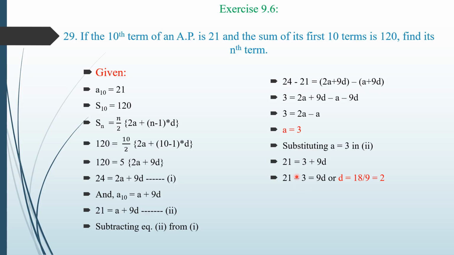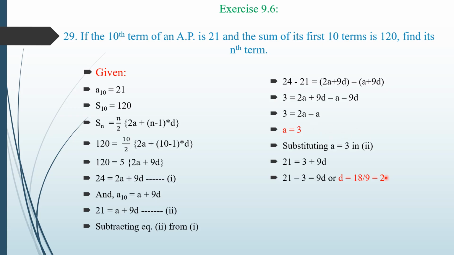When I solve this, taking 3 on the left hand side, it will be 21 minus 3 is equal to 9d, or d is equal to 21 minus 3 is 18. Taking 9 in the denominator, that is 18 by 9 is equal to 2. Now I have both information, that is a and common difference d.